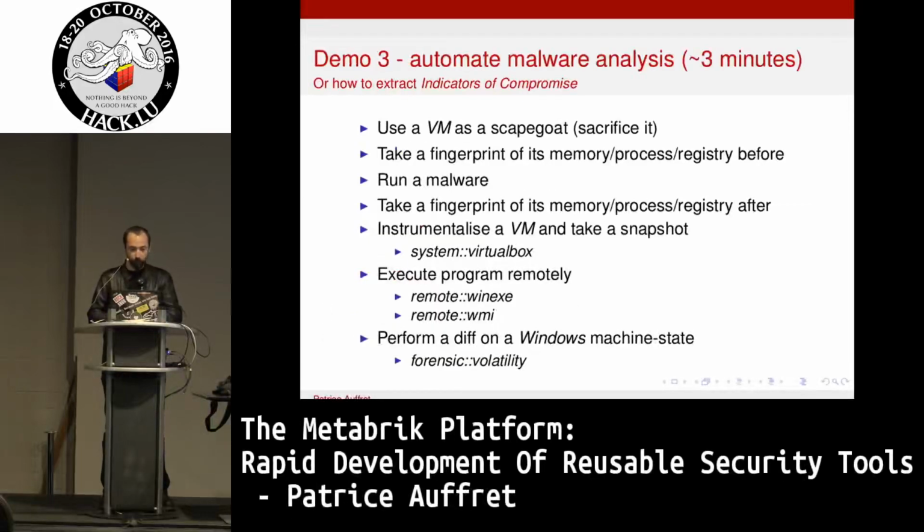So demo 3. Here I want to be able to analyze malware, but I'm not a reverse engineer. I just want to take a snapshot of a virtual machine before the execution of the malware and after, and perform a diff on what happened. So for that, I have to use multiple bricks. One is system VirtualBox, so I can automate interaction with VirtualBox. And some others are remote WinExe and WMI to execute commands remotely on a Windows machine or to fetch some attributes. And in the end, I also want to use Volatility to perform a diff on memory.